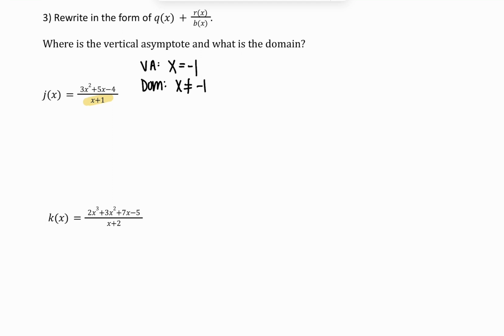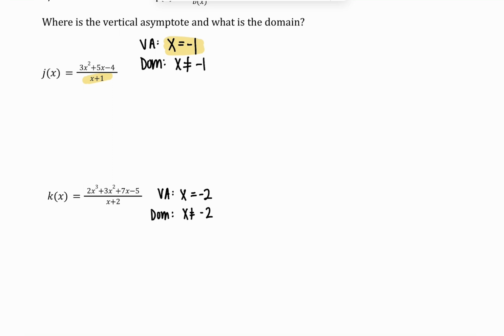So there's a difference between saying that the vertical asymptote, that's an equation. That's saying that the vertical asymptote is at that value, while the domain says we cannot have that value as an answer. So on the next one, we can't have -2 for x, so that's the domain, which means the vertical asymptote is there. So that's just the vertical asymptote and the domain for each of those.